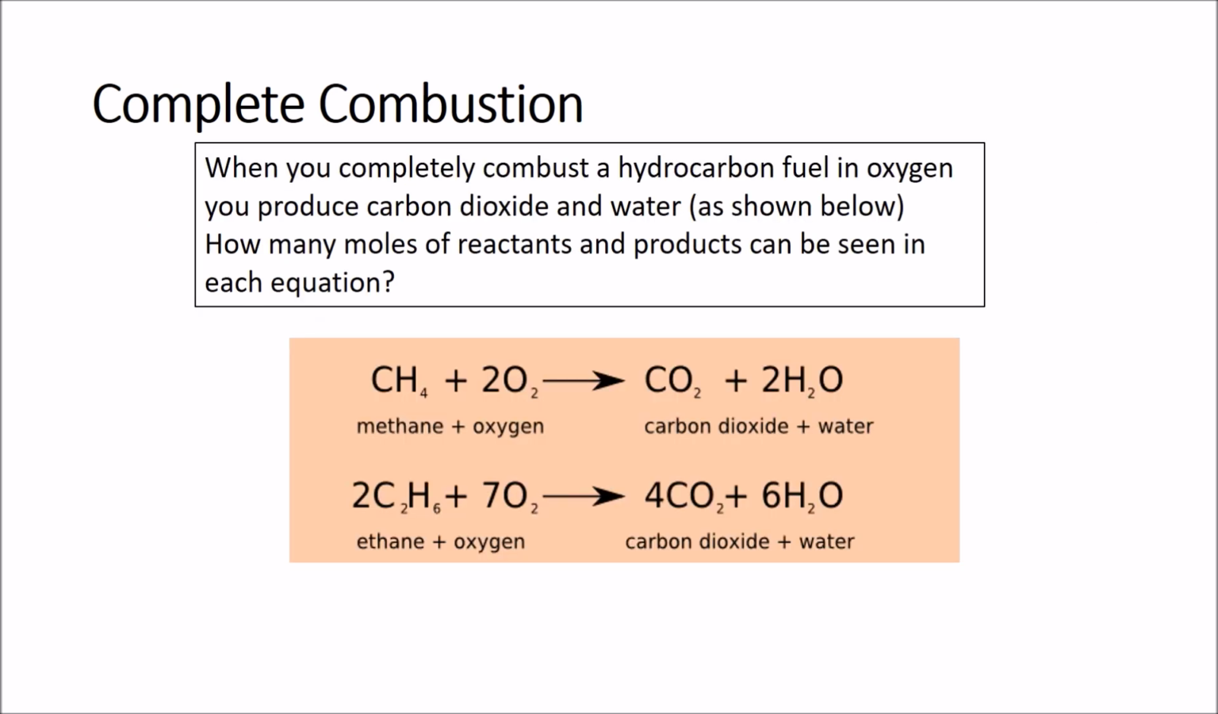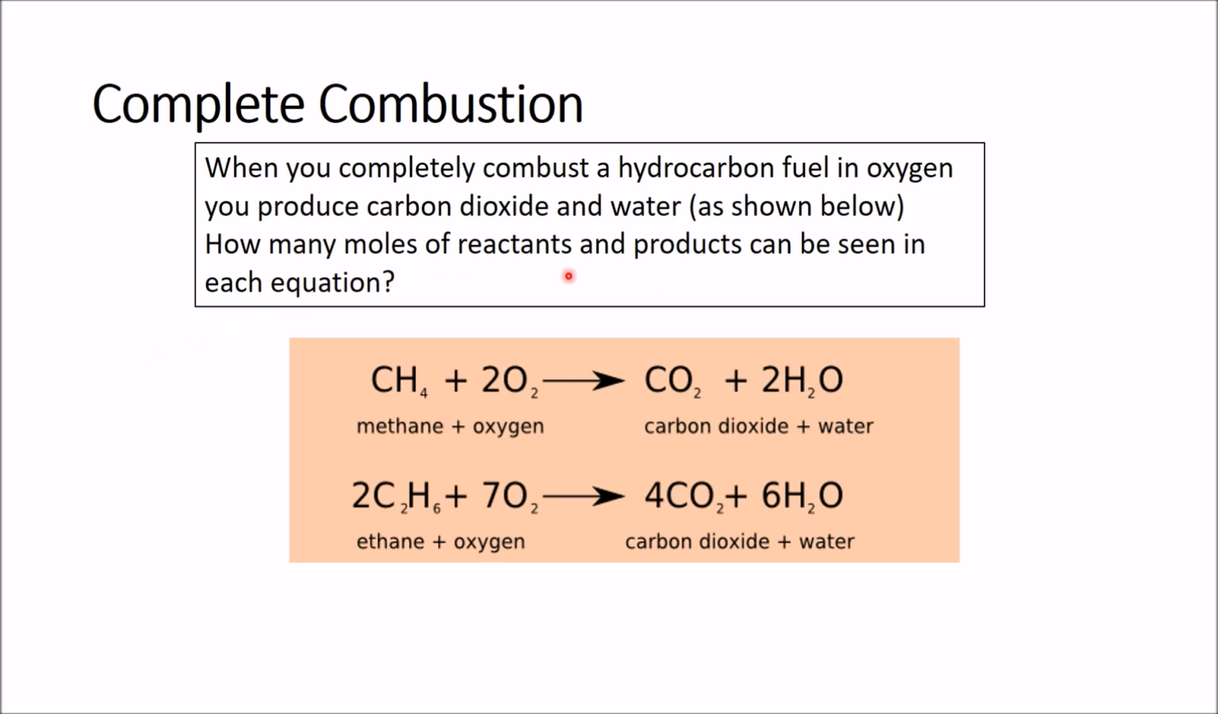So here we've got a complete combustion. When you completely combust a hydrocarbon fuel in oxygen, you produce carbon dioxide and water, as you can see below in these two chemical equations. So how many moles of reactant and product can be seen in each equation? If we firstly look at this, we've got methane, CH4, plus oxygen, 2O2, forms carbon dioxide and water. So that's an answer for your previous slide. Not the methane, but the fact that they're producing carbon dioxide and water.